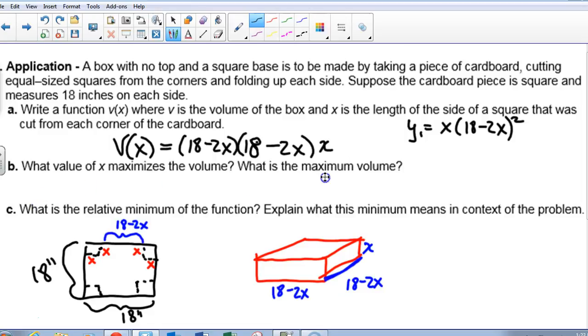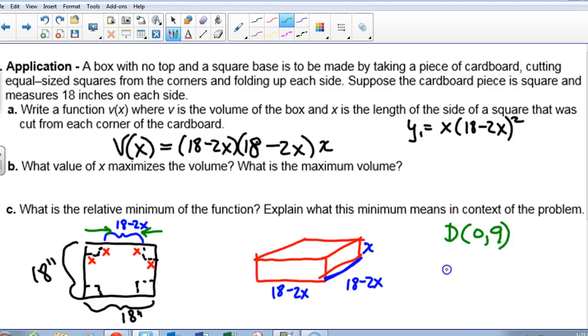All right, I want to skip the second part. We're going to do that on the calculator. But I want to talk about the relevant domain, or is that what it's called? Appropriate domain? Anyway. What kind of numbers can x be? Look very carefully down here. How far in can we go if we started with a box that was 18 across? No bigger than 9. Do we all agree? So the domain needs to be from 0 to 9.